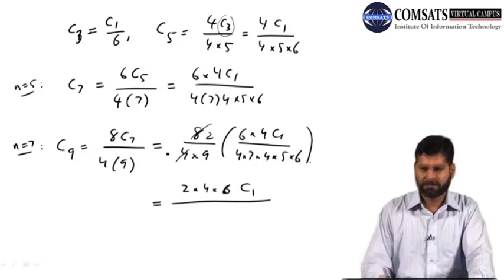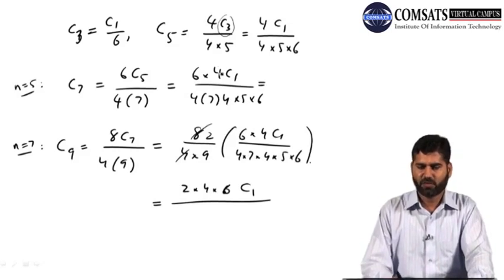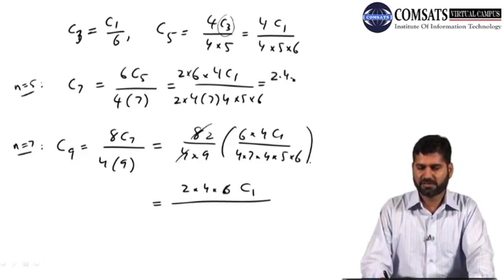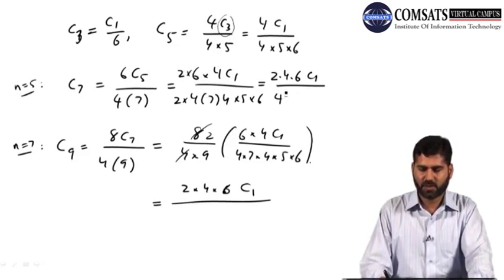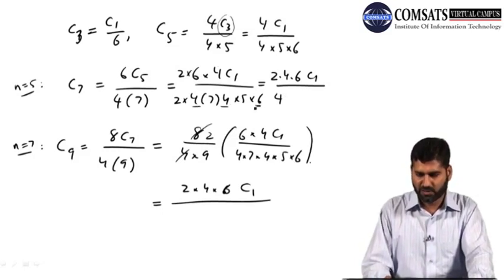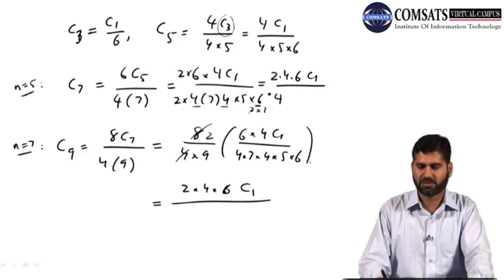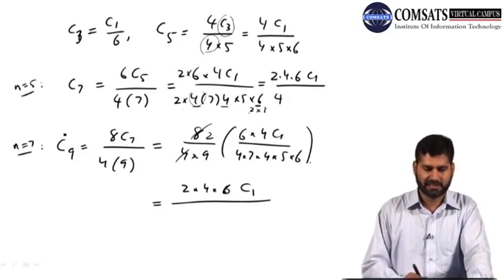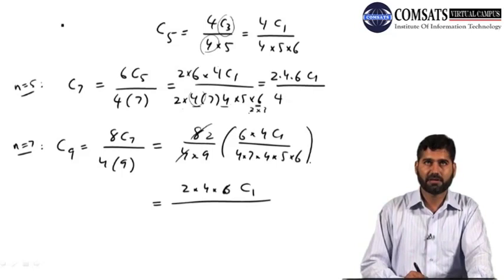Or you can write, this is actually 4, 6 is there, and if I divide by 2 here, this is 2, 4, 6 C1 divided by 4 square. If you get 2 times 3 here, then this is 2 times 2. So every time you are getting 1, 4, 1, 4, 1, 4 in all these things. So let me do this like this.